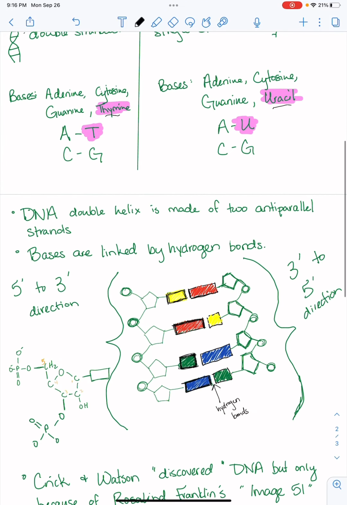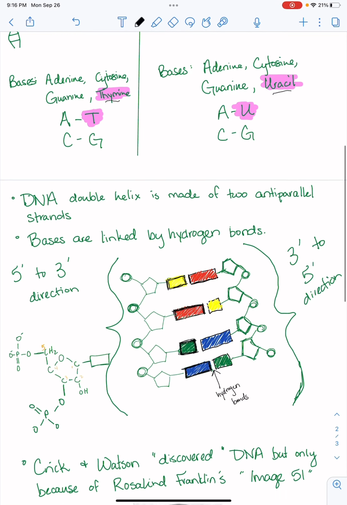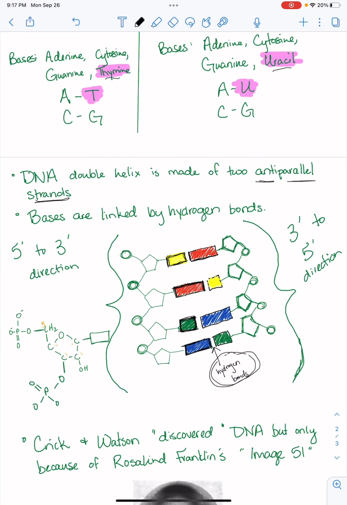This hopefully should be review. I believe Ms. Q talked about this last thing with you guys, but this might be the kind of newest information. So DNA, we know it's a double helix, and it's made of 2 anti-parallel strands. So strand 1 is basically going the opposite direction of strand 2 in DNA. And the bases, as you can see in this picture right here, are linked by hydrogen bonds.